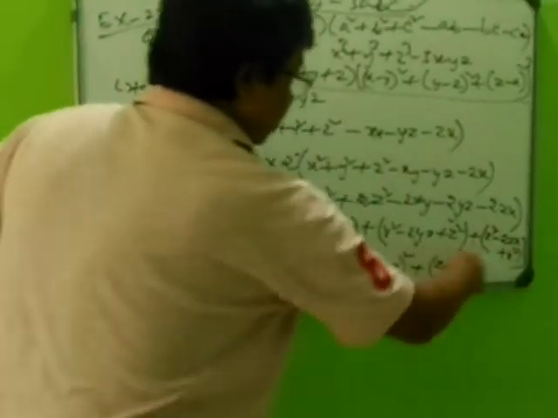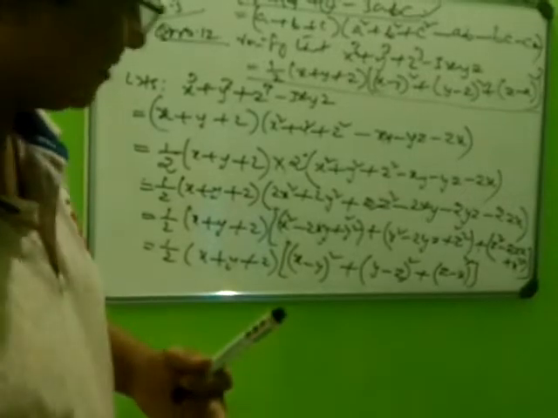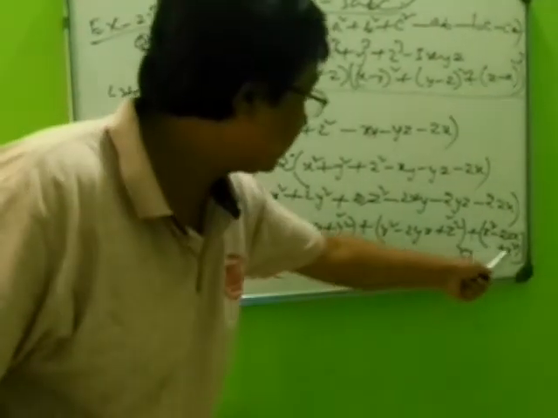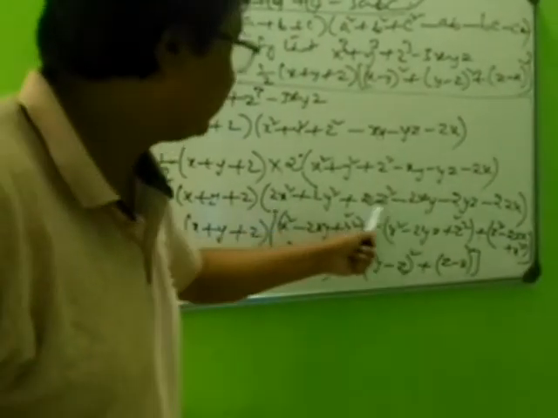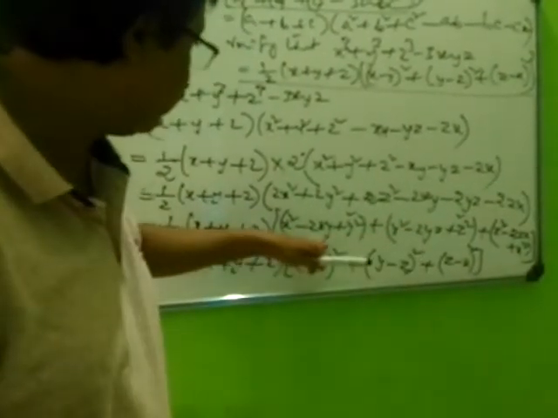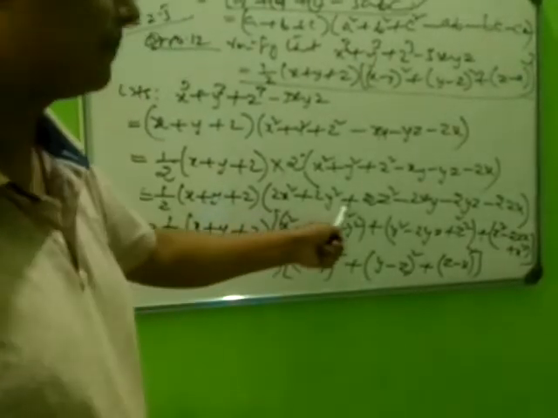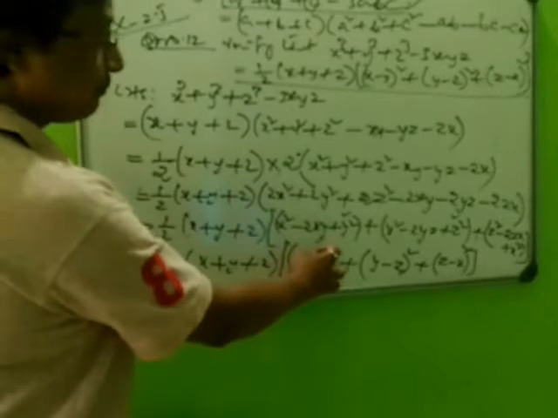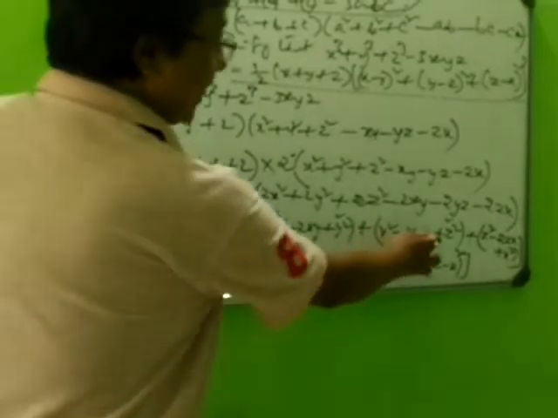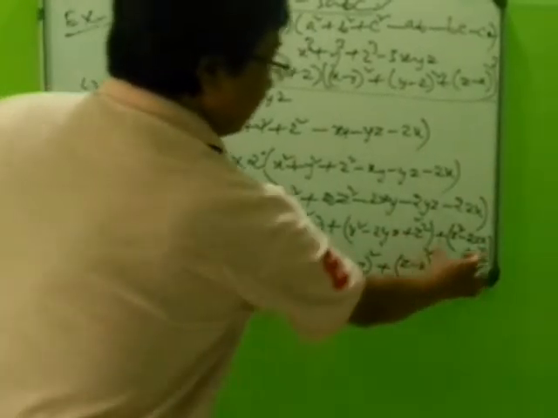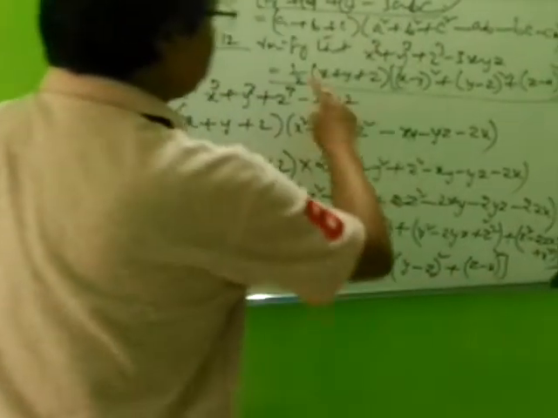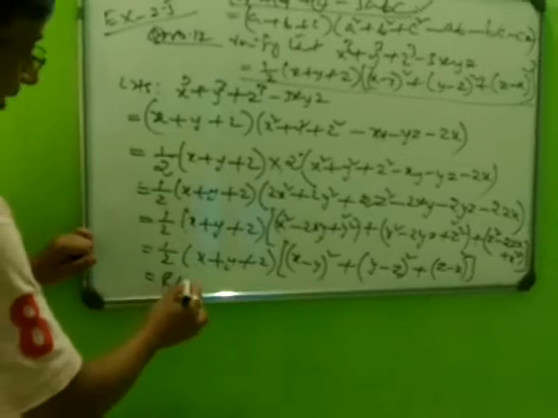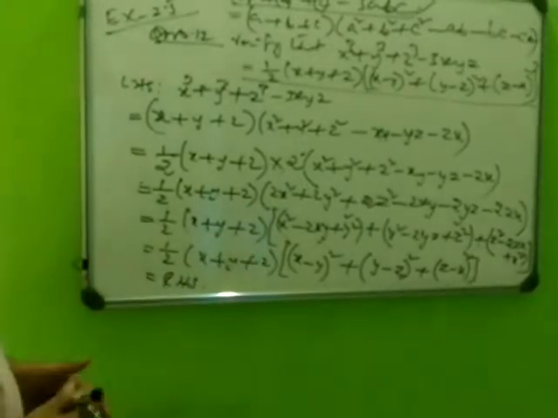Add all the terms according to their like terms. You will get this step. That means if you add all these terms, you will get this line. That means this step is equivalent to this step. Then from this you got x minus y whole square plus y minus z whole square plus z minus x whole square. So it is verified, equal to RHS. So you will need practice.